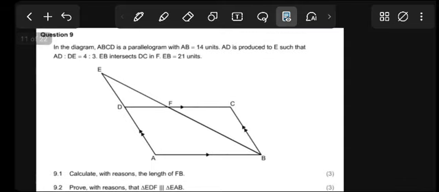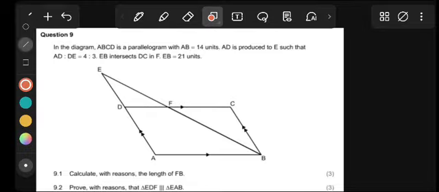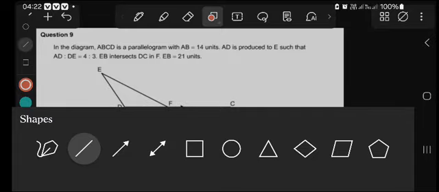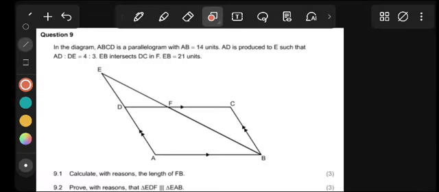Which length are we talking about? The length of FB. We want this length there. We want FB, by the way. So what can we do there?